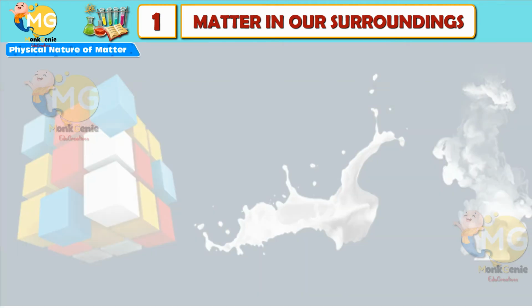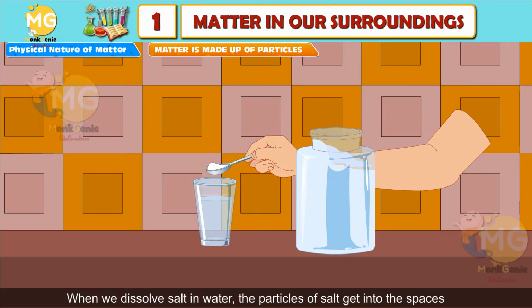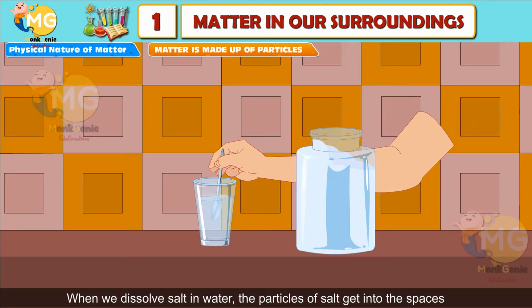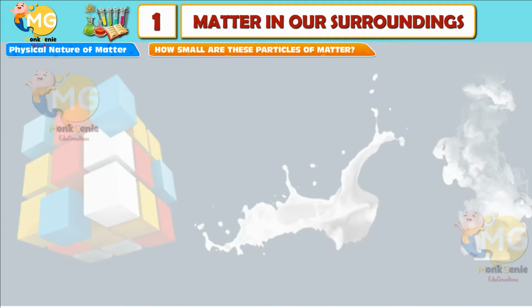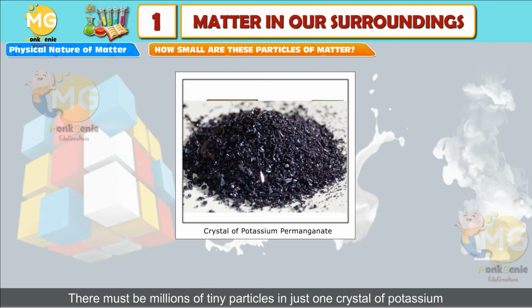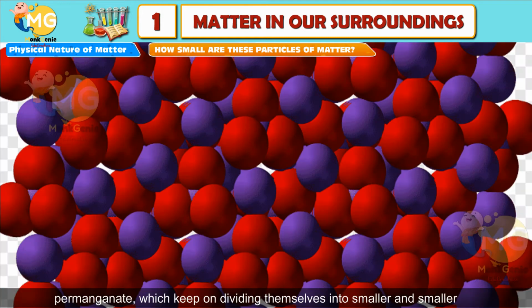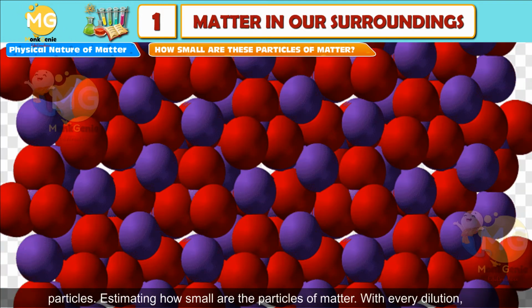Physical nature of matter. Matter is made up of particles. When we dissolve salt in water, the particles of salt get into the spaces between particles of water. How small are these particles of matter? There must be millions of tiny particles in just one crystal of potassium permanganate, which keep on dividing themselves into smaller and smaller particles. Estimating how small are the particles of matter.